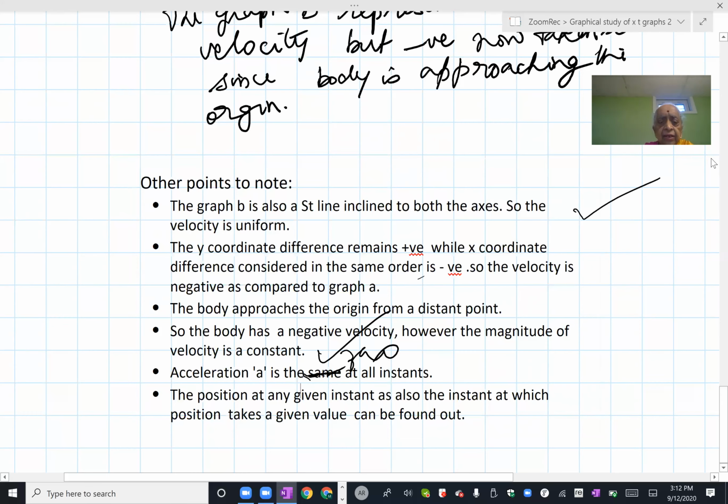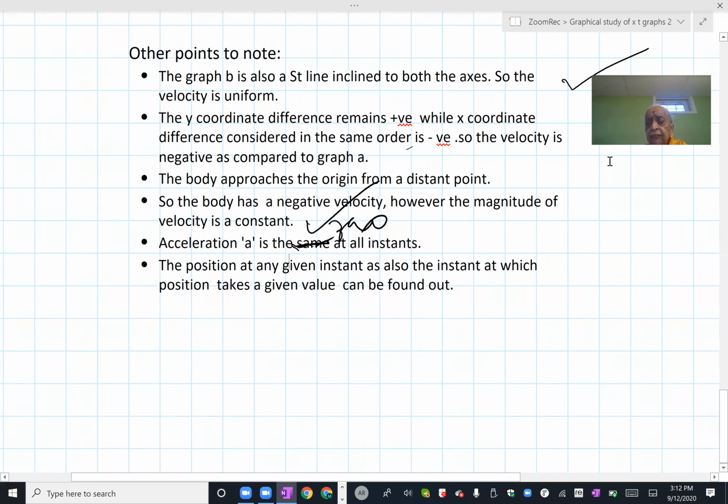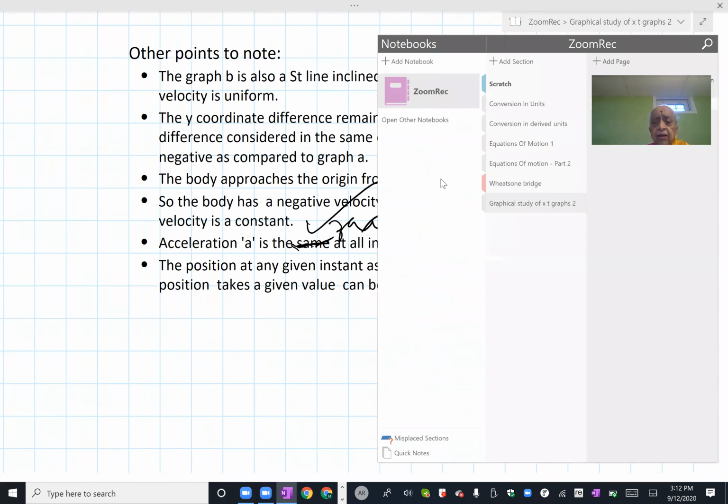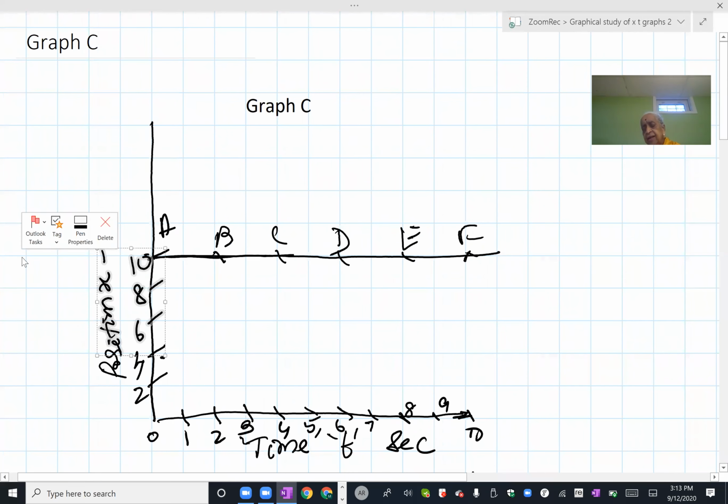Then coming to the next graph, graph C. A and B we have analyzed. We will go to graph C. What does graph C have to say? Here, this is also a straight line, but it is not inclined to both the axes. It is parallel to the time axis. That means no matter what time you take, the y-coordinate remains the same.